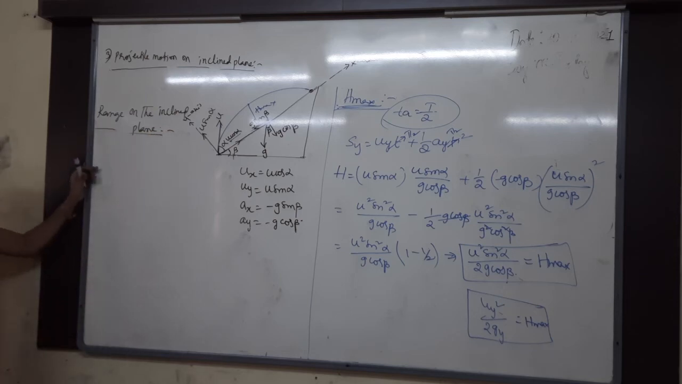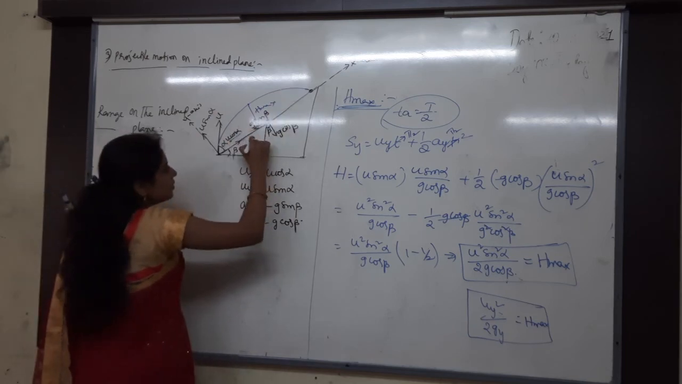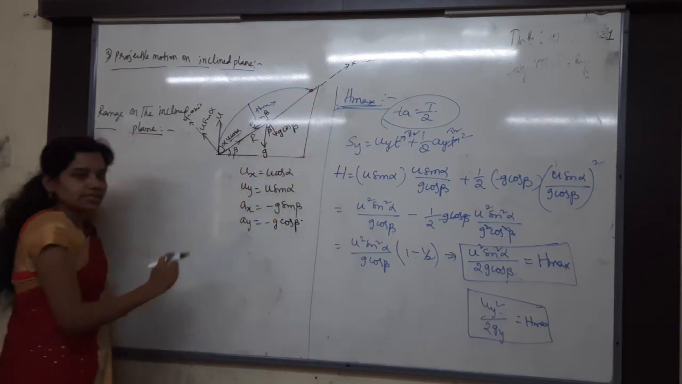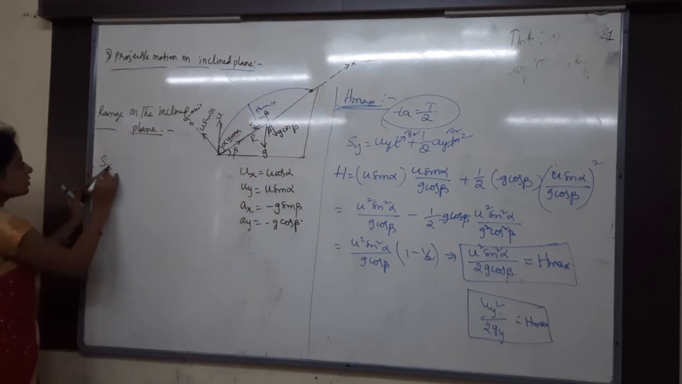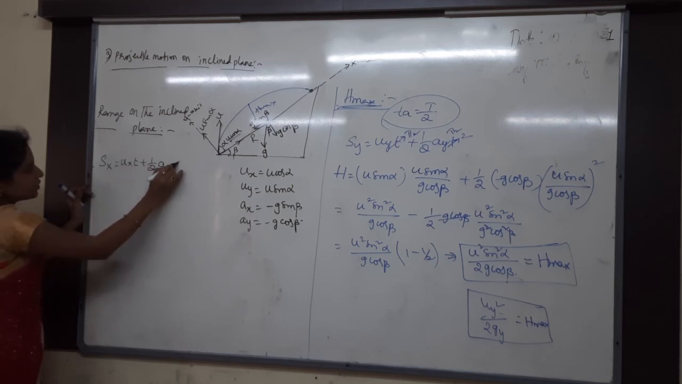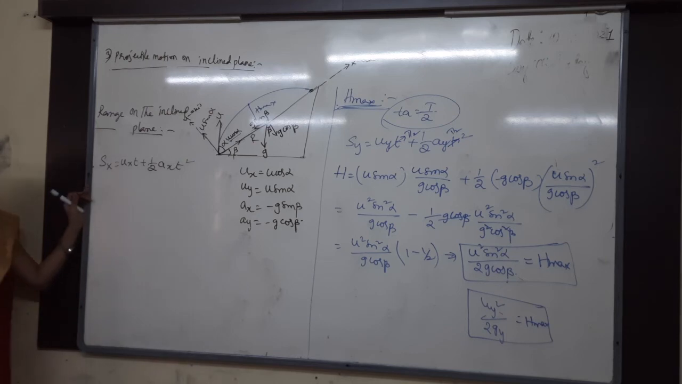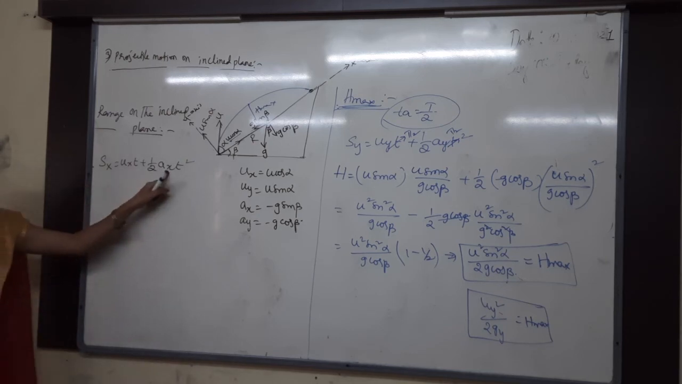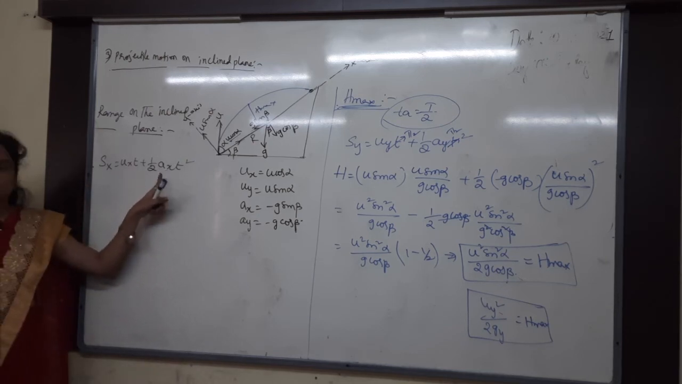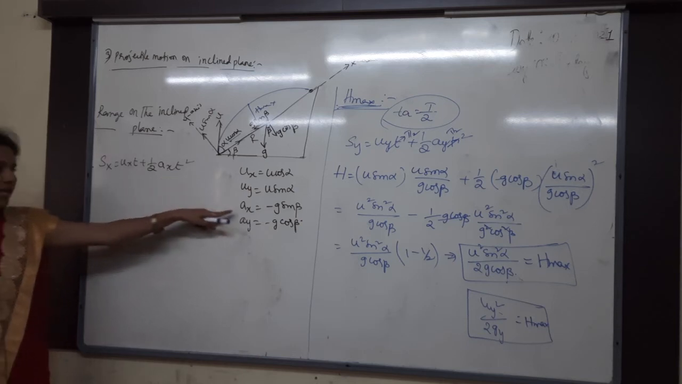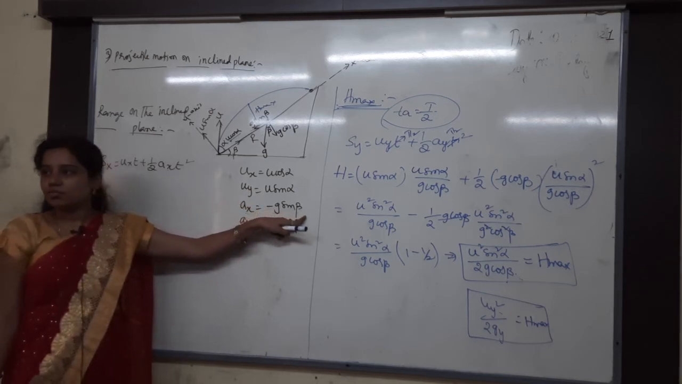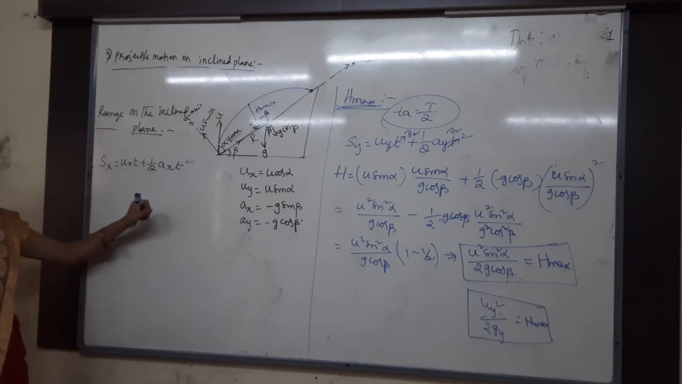Which formula will we use for the range generally? Displacement equation along which axis? X-axis only, no? Obviously, range is nothing but displacement along the x-axis. So Sx is equal to uxt plus half axt square. In the projectile motion, everywhere ax was 0, so that was so easy for us. But now it is not 0 here. What is the ax value? Minus g sin beta. So a little calculation will be there.